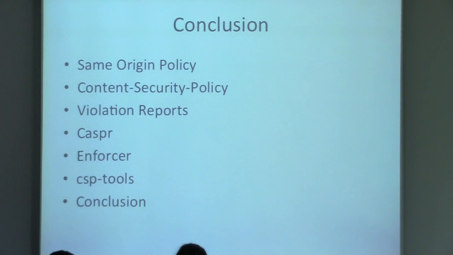That's it. Today we talked about same origin policy, content security policy, and how it generates the reports so you know what's wrong. We talked about the two tools, Caspr and Enforcer, and the new collection of tools that is coming out. It is out, but kind of rusty right now, called CSP tools. So that wraps up the presentation.